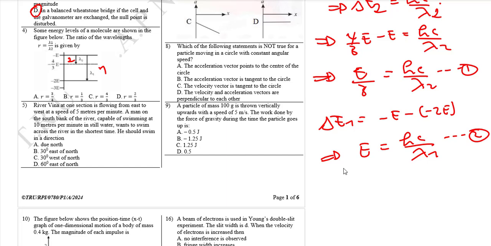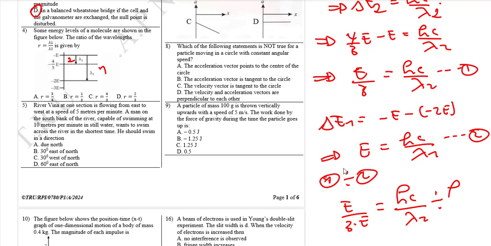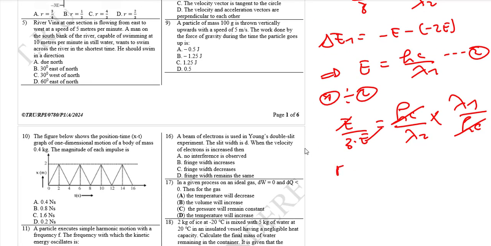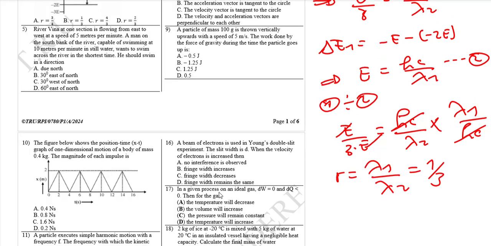Now we are looking for the ratio of lambda 1 divided by lambda 2. So if I take equation 1 divided by equation 2, we have E on 3 divided by E equal to HC on lambda 2 divided by HC on lambda 1. Now I will change this to a multiplication sign and invert the position. So the HC's will cancel, E and E will cancel. So we clearly see that the ratio of lambda 1 divided by lambda 2 will simply be 1/3. So what's the correct option? B.